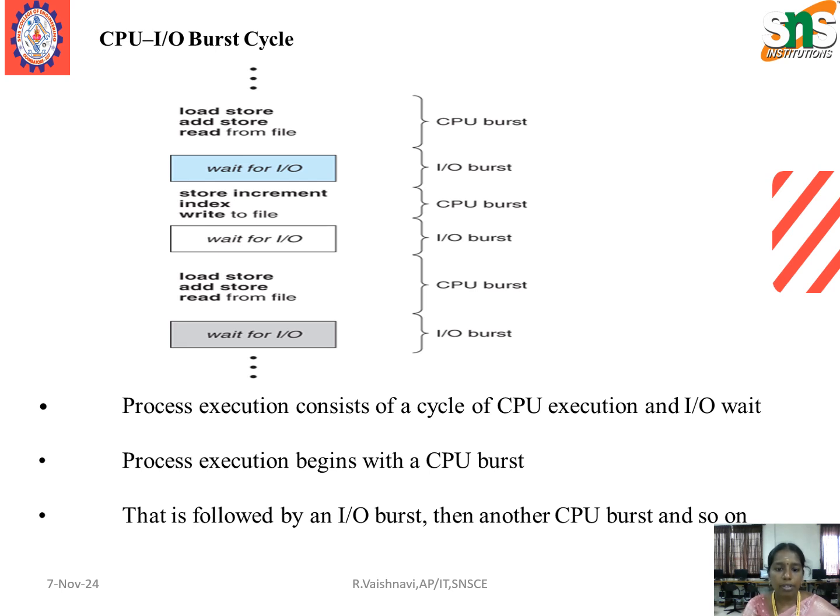Here process execution consists of a cycle of CPU execution and input output wait. Process execution begins with a CPU burst. That is followed by an input output burst and then another CPU burst.